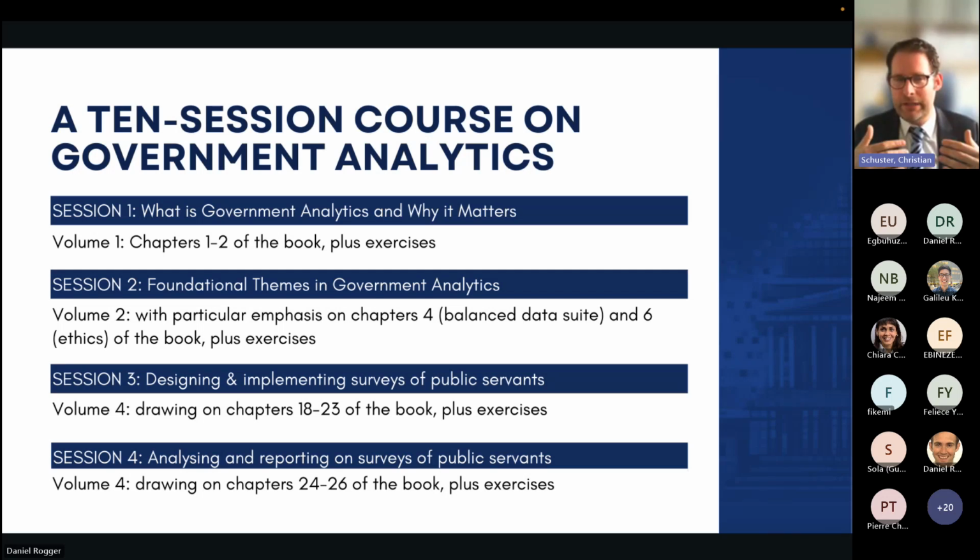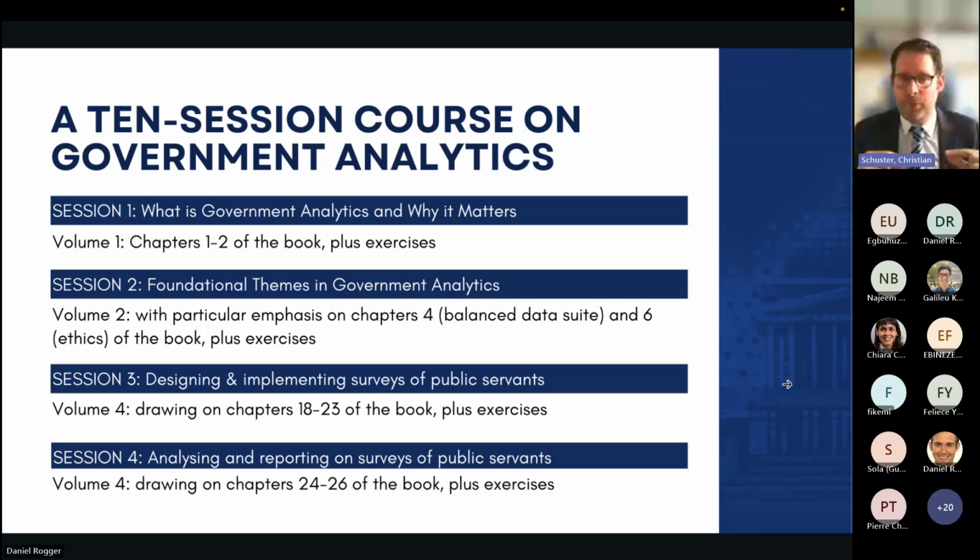Here we would give particular pride of place to this idea of thinking about a balanced data suite, the idea that you need multiple different data sources to understand one particular management challenge. And you also want to give particular pride of place to ethics, because oftentimes the microdata that you have about government organizations identifies individual public servants, which means you need to be careful about data protection, you need to be careful about the ethics of this. So these are in essence chapters 4 and 6.